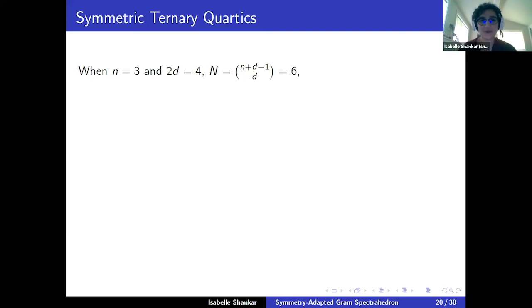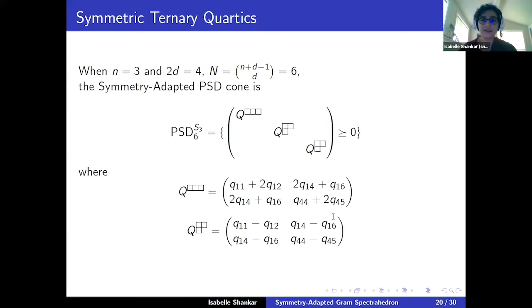I'll move on to symmetric ternary quartics. So here we have polynomials with 3 variables, degree 4, which means our Gram matrices are going to be 6 by 6. The symmetry adapted PSD cone looks like this. We have the trivial block and these 2 copies of the standard. The alternating in this case doesn't appear. And these are all 2 by 2 blocks. You can see them here.